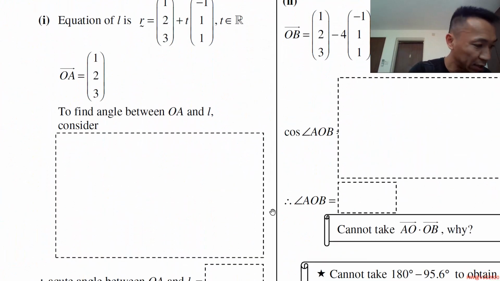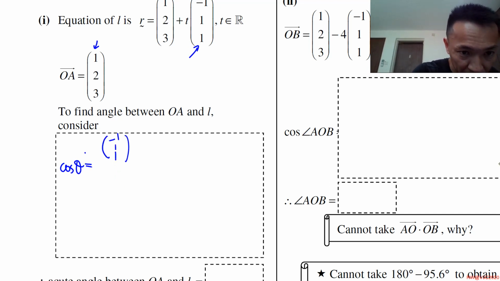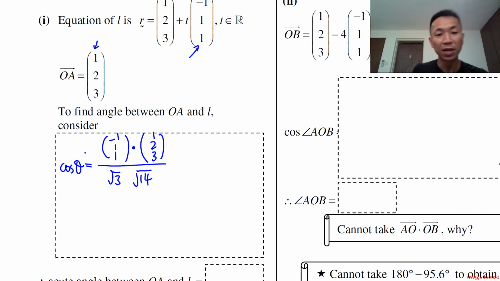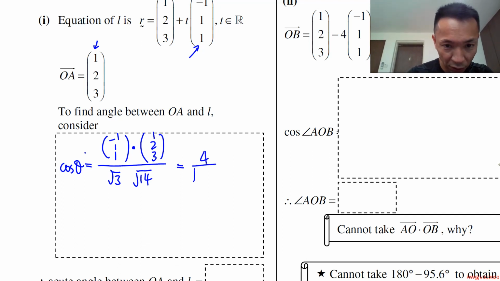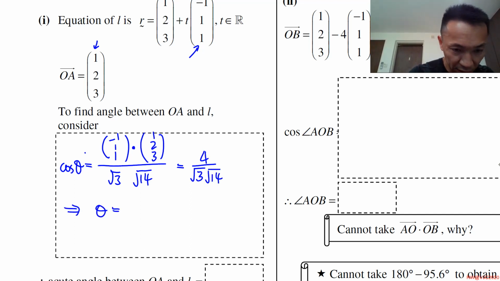To find the angle between OA and L, we consider cosine theta, we call it theta. I will take this one and this one. Minus 1, 1, 1 dot 1, 2, 3, divided by root 3, root 14. Now after this point, just let the GC do the work. Not difficult. Evaluate it, you get 4 over root 3, root 14. GC gives you theta is 51.9 degrees.